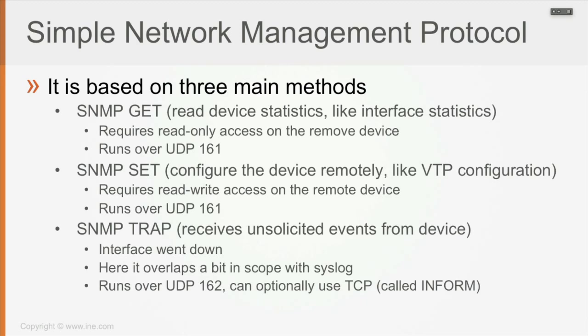I'm going to speak in a couple of minutes about the difference between the SNMP versions, but most importantly all of them are running via the same three main methods to achieve its scope. So we have what is called the SNMP GET, which is an action performed by the SNMP manager against the SNMP agent to read device statistics, like for example interface statistics. And this requires read-only access on the remote device, on the SNMP agent, and this traffic runs over UDP 161.